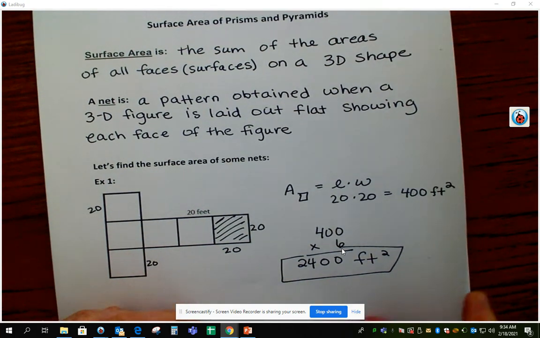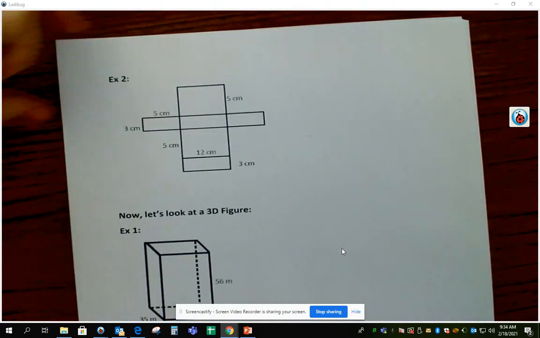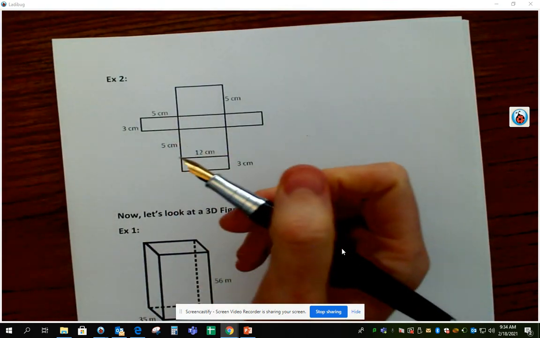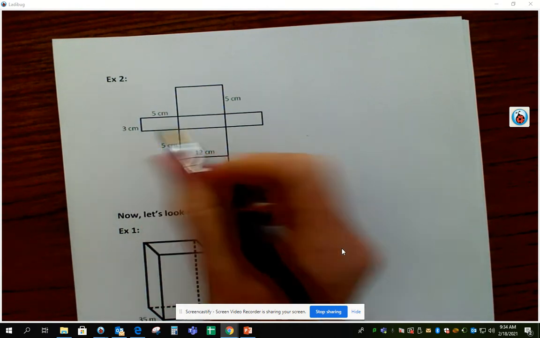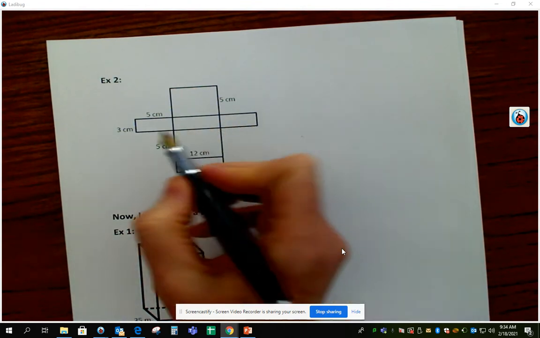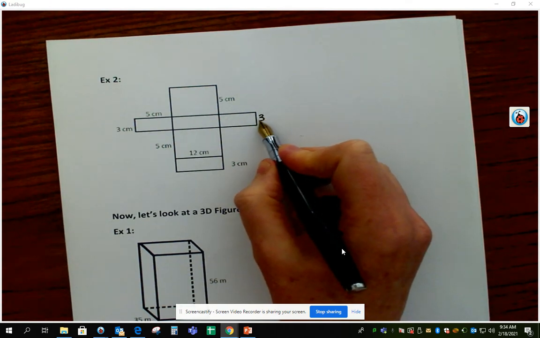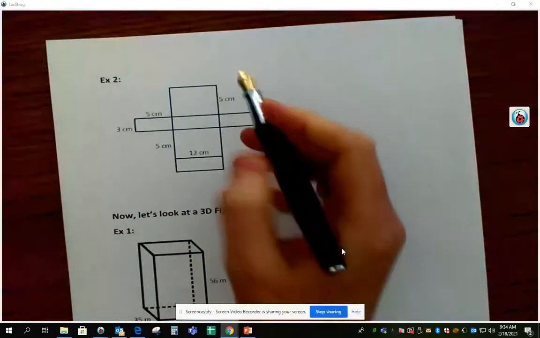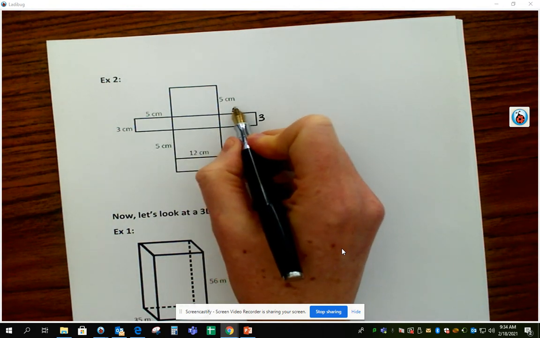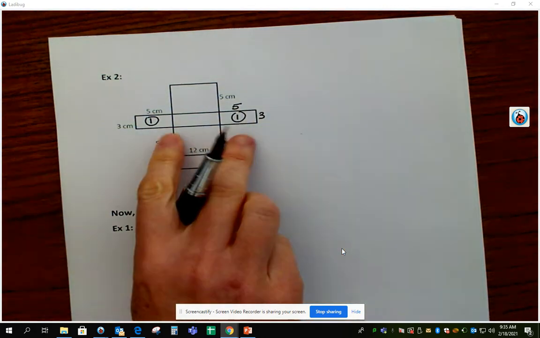Okay, let's look at another example. It's a little more complex now. All right, now we've got this guy, and these are not all the same, but we can find ones that match to minimize our work so that we don't have to find the area of every single one. So I see that this is the same as this, so this is 3 as well, and this is the same as this. So these two boxes, 1, 1, are the same dimension.